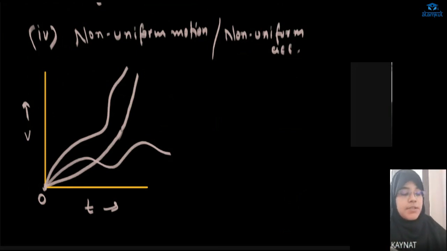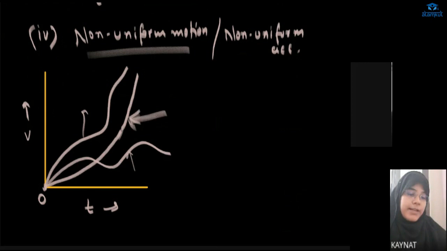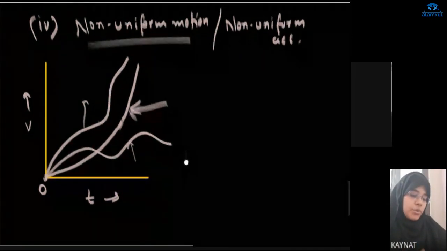Velocity is sometimes increasing, sometimes decreasing. Here velocity is not increasing equally with the time, right? So in this and this, sometimes it's getting decelerated, sometimes accelerated. In this, the body is always accelerating, but not uniformly. That is why I'm saying this motion is non-uniform as well as non-uniform acceleration. Is it clear? Fine, so that is done.